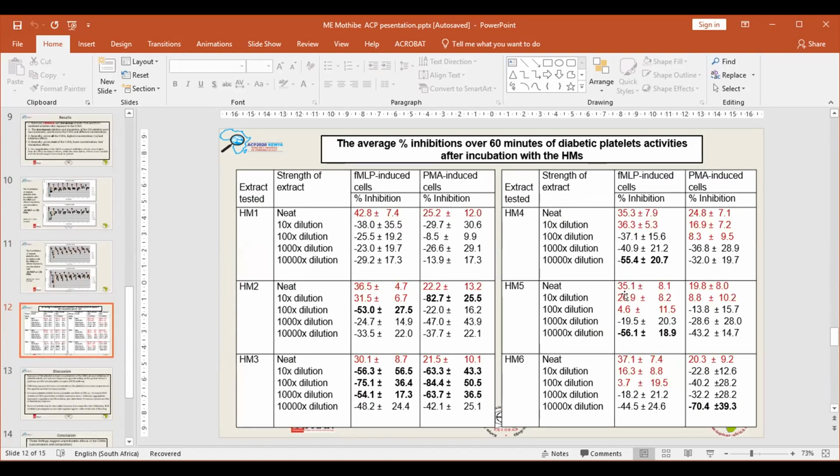We presented the results in a table for the average percentage inhibitions over 60 minutes. The values presented in red show where there were inhibition effects, and those presented in black show the stimulation effect, as evidenced by the negative sign. The results presented in bold are where the stimulation effects ranged from moderate to potent in magnitude. So this was just to show how diverse the effects of the herbal mixtures were across the 2 platelet activities mediated via FMLP or via PMA.